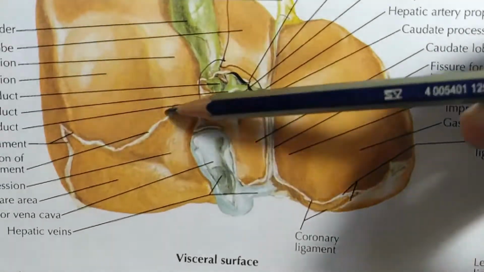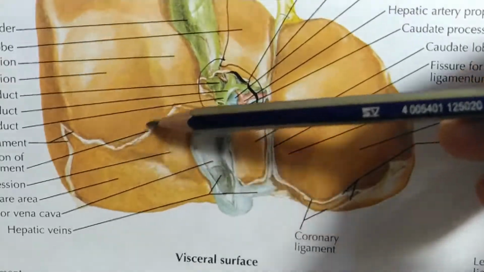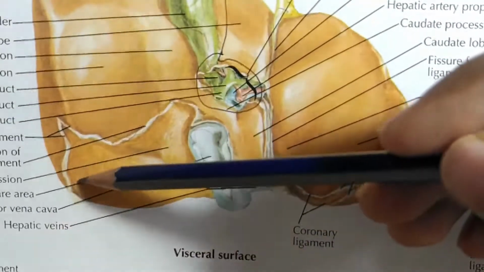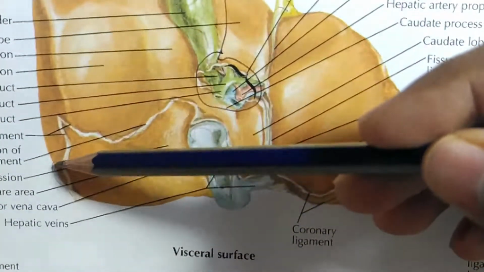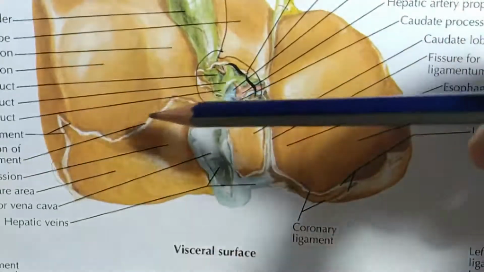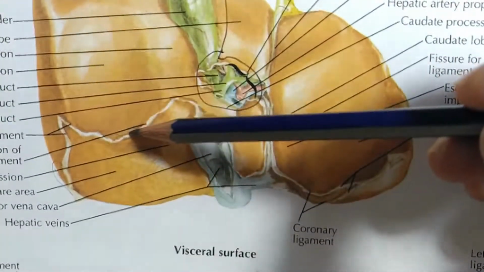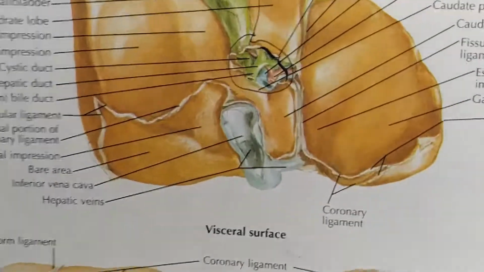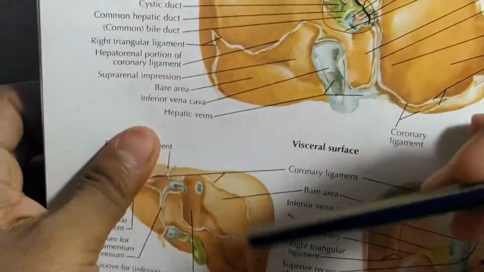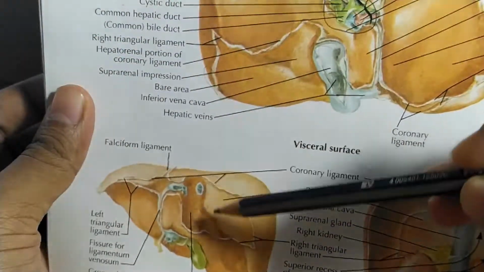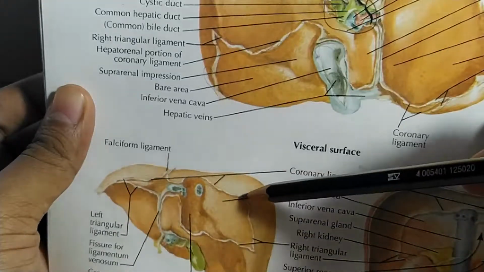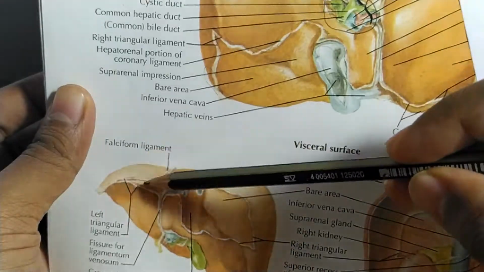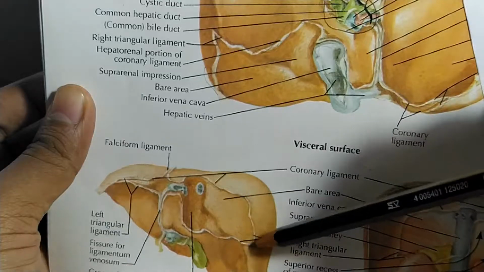Here you can see the inferior coronary ligament, and this is the triangular ligament on the left side, and here you can also see the right triangular ligament on the right side. There are two coronary ligaments, the superior and the inferior. Here is the superior coronary ligament, this is the inferior coronary ligament, this is the right triangular ligament, and this is the left triangular ligament. You can see here.